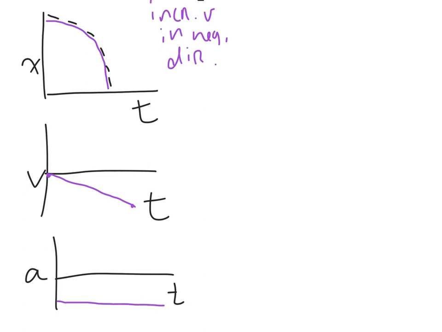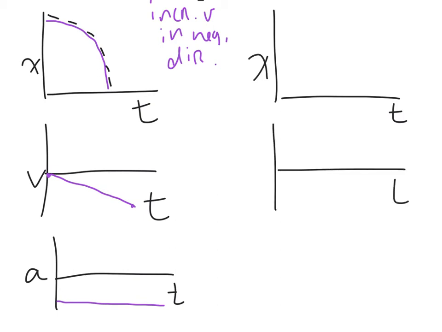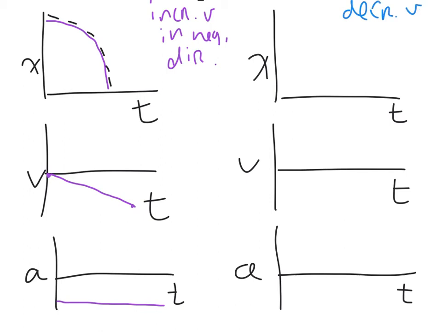And then our final case that we're going to look at, if I draw my three graphs, excuse the baby, hold on. Our position, velocity, acceleration time graphs will be decreasing speed in the negative direction.